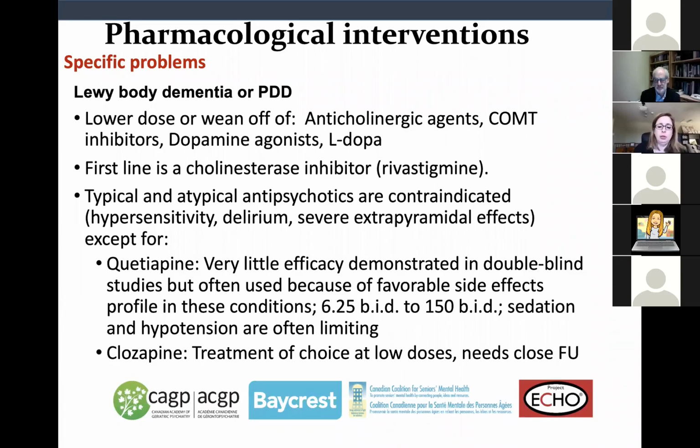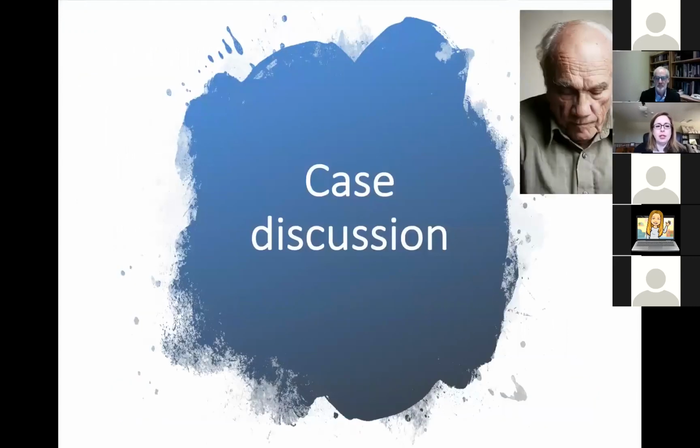Clozapine is still the treatment of choice at low doses, and in at least 5 randomized control studies has been the gold standard to treat psychotic symptoms in those disorders, but it is usually a specialized care treatment because it needs close follow-up of hematologic, neurologic and cardiovascular side effects and risk. So that brings us to questions and the case discussion.